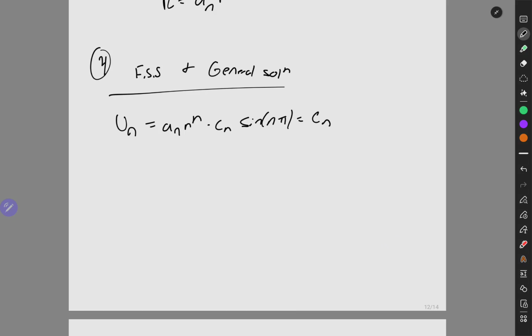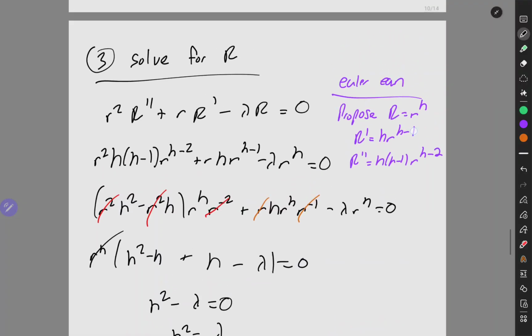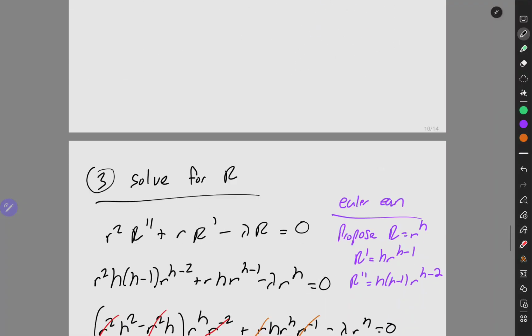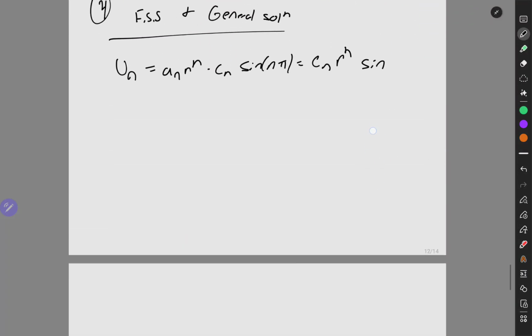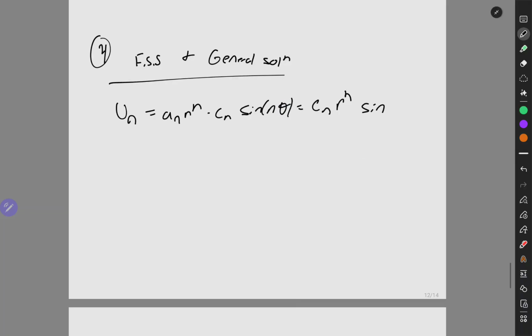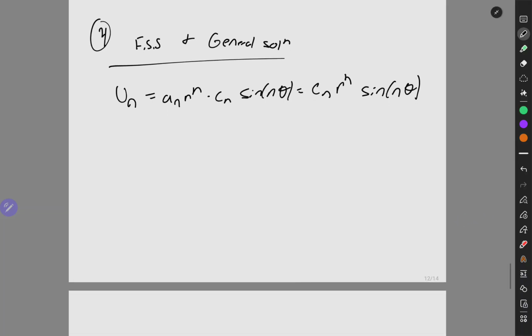I just prefer to keep it as c sub n times r to the n times sine of n pi. That should be n theta. That should be n theta. Yeah, that's n theta. Whoops. That would have been 0 if it wasn't. Okay.